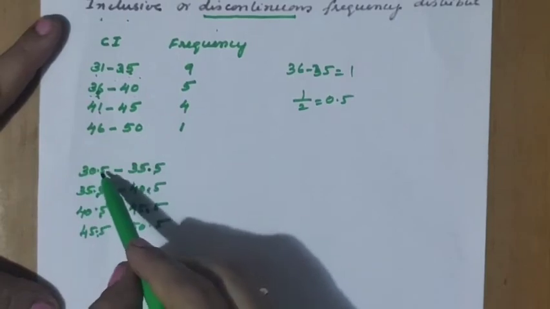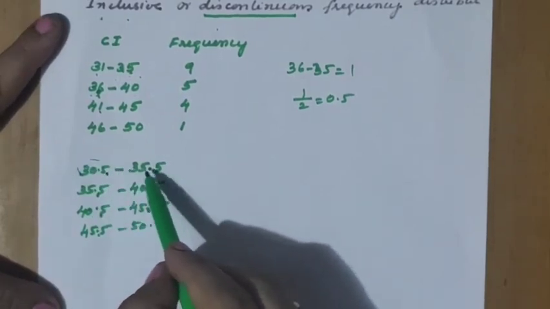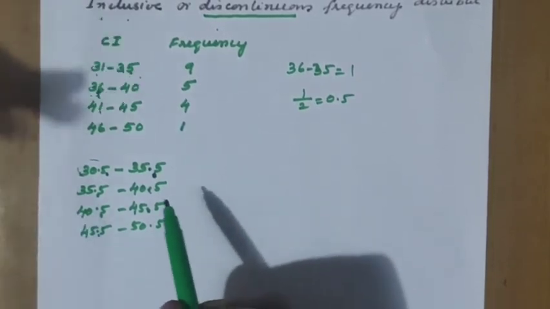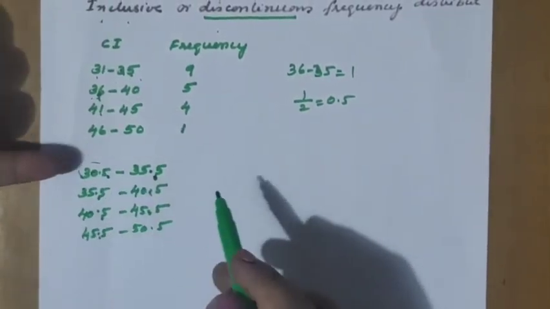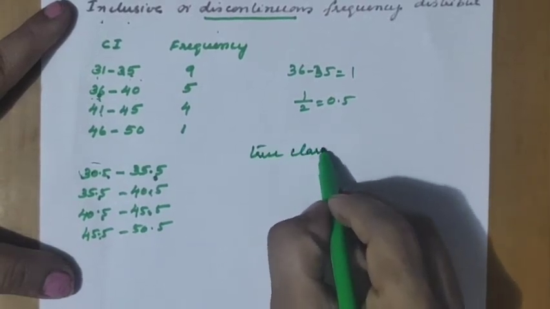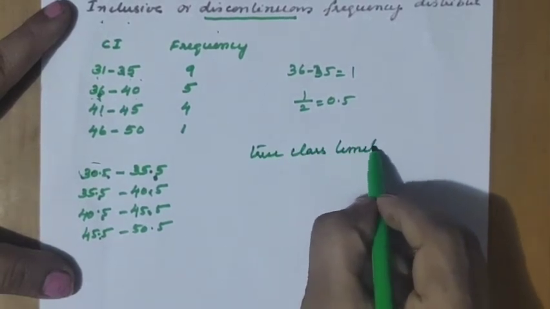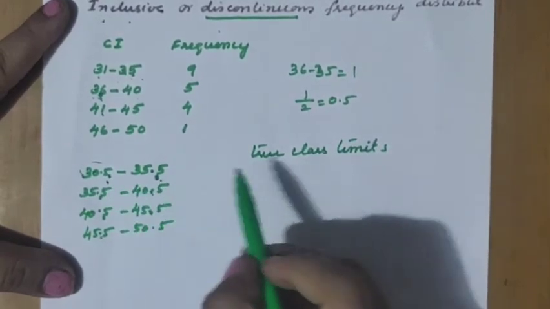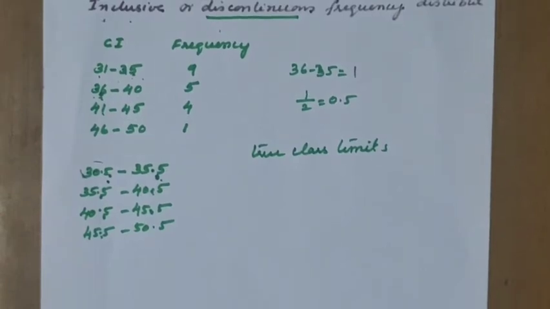So here the lower limit is 30.5 and the upper limit is 35.5, and this new conversion is called the true class limits, respectively the true class lower limit and true class upper limit. So when we have a discontinuous frequency distribution table, we must convert it into a continuous frequency distribution table.